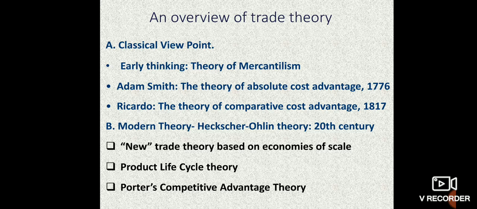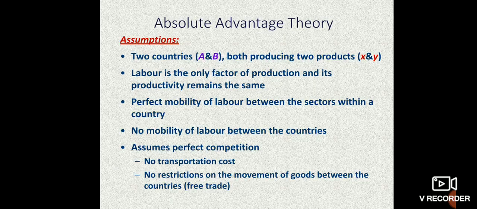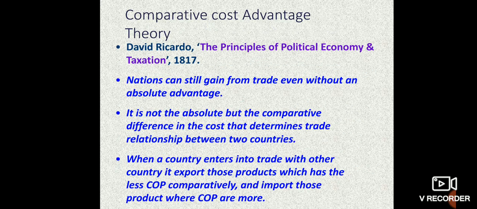The other three theories, new trade theory based on the economies of scale, the product life cycle theory and Porter's competitive advantage theory, do not come under the modern theory or the classical viewpoint, because these are all recent theories. Okay, the economies of scale, product life cycle and Porter's competitive advantage. Here the viewpoint is a little bit different. So let's go for the Heckscher-Ohlin theory.